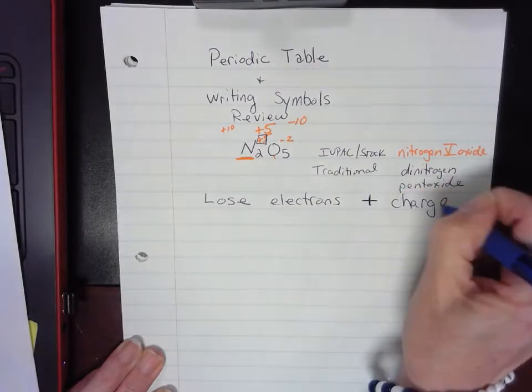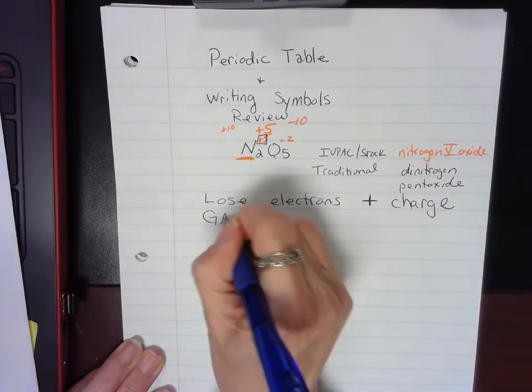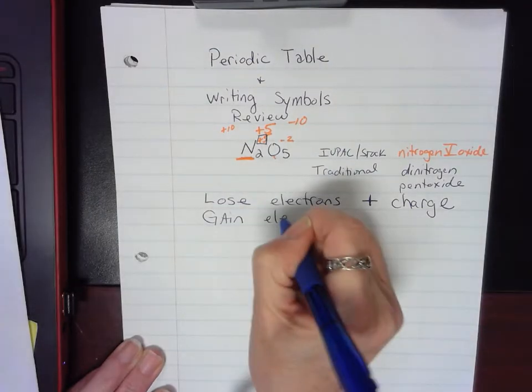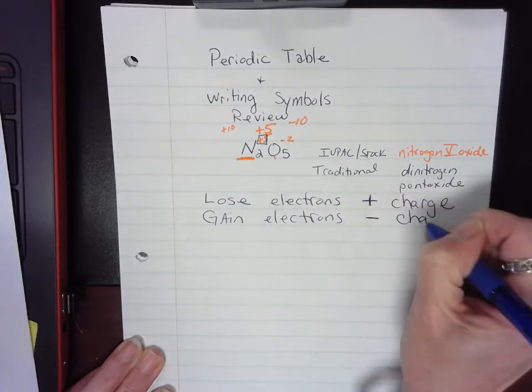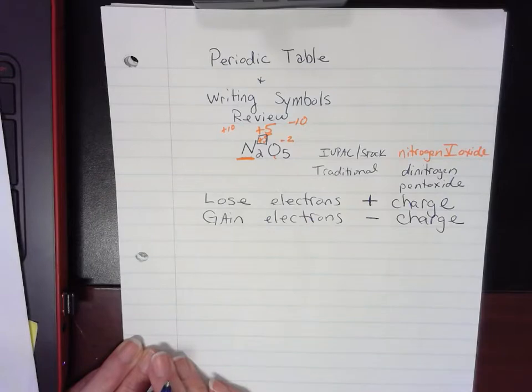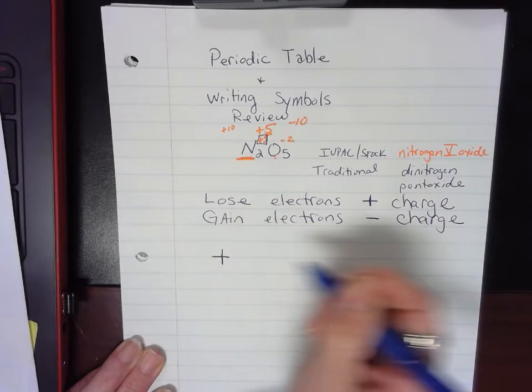When you gain electrons, you get a negative charge. Your positive charge ions are called cations.